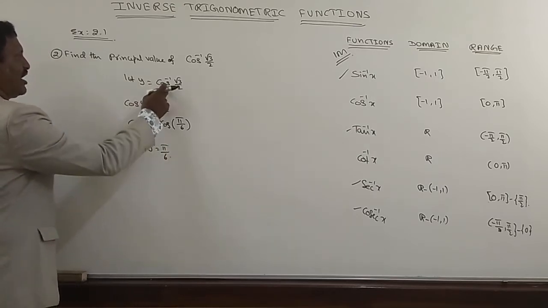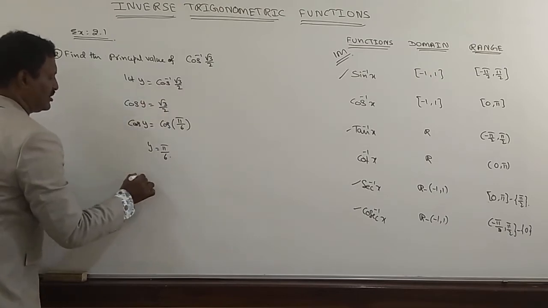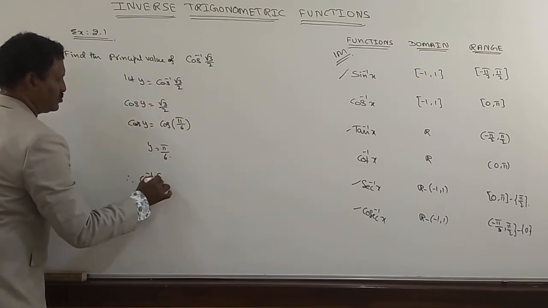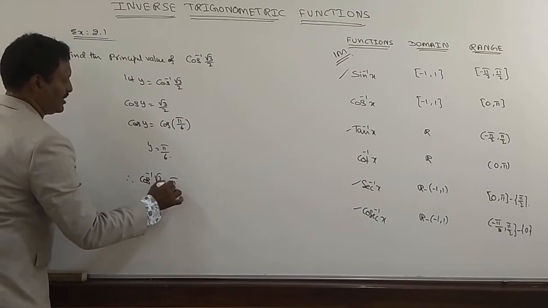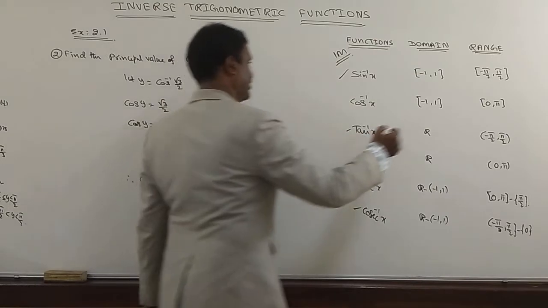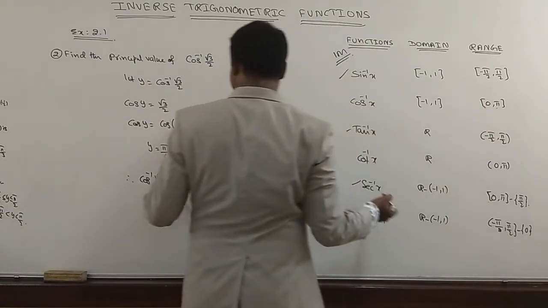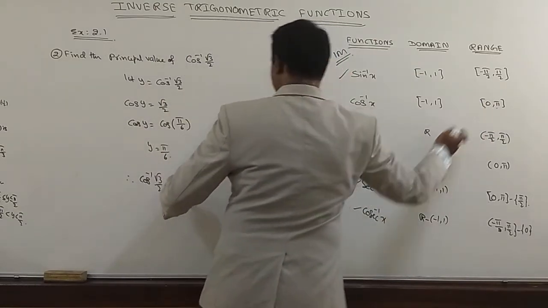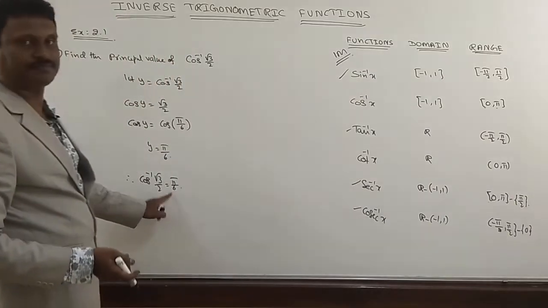Therefore, the value of y, cos inverse root 3 by 2, is equal to pi by 6. We can write it like that. And we have to check whether it is there in the given range or not. Yes, pi by 6 is there in between 0 and pi. Therefore, it is the correct answer.